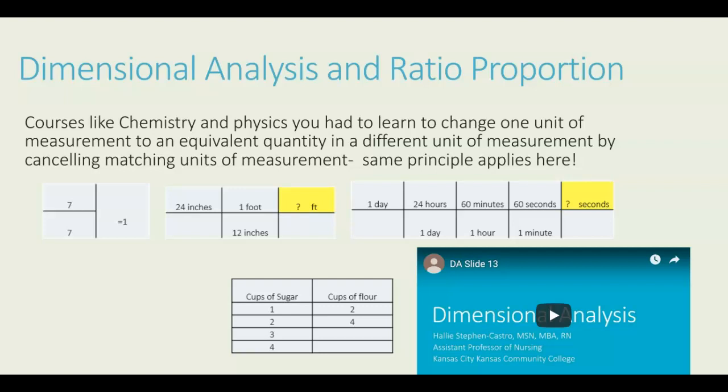Those top 3 questions on the top are all set up like dimensional analysis. The bottom one, where it has cups of sugar versus cups of flour, like if you have a recipe and you have to double a recipe or half a recipe, that's the same thing. You're doing a ratio proportion. If you have 1 cup of sugar to 2 cups of flour, if you have 2 cups of sugar, you're going to have 4 cups of flour. That's considered ratio proportion.